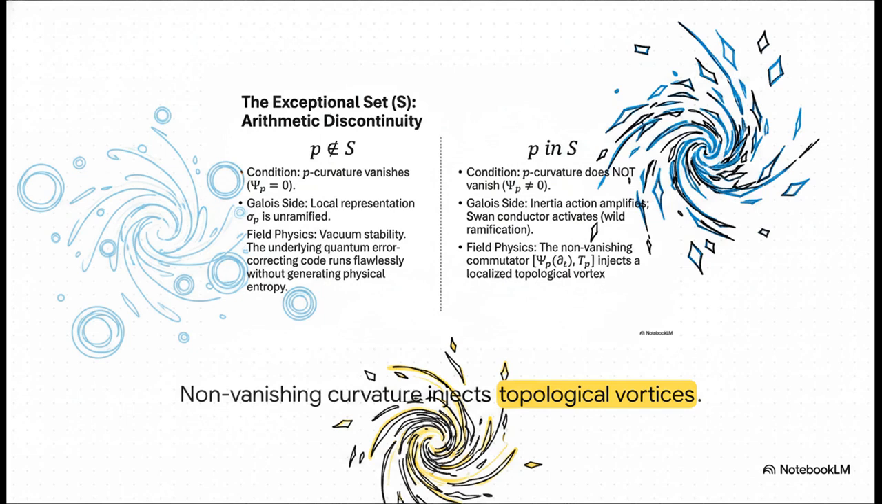The quantum error correcting code runs flawlessly, zero physical entropy is generated. But for the exceptional set, what we call the bad primes, that commutator is non-zero. And that injects localized topological vortices, or arithmetic friction, right into the field.